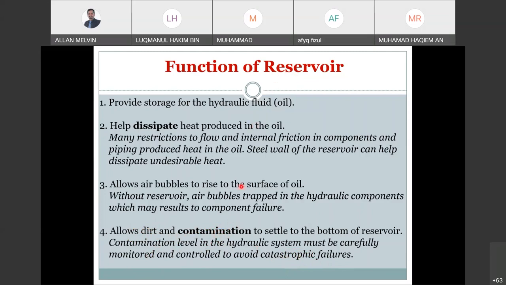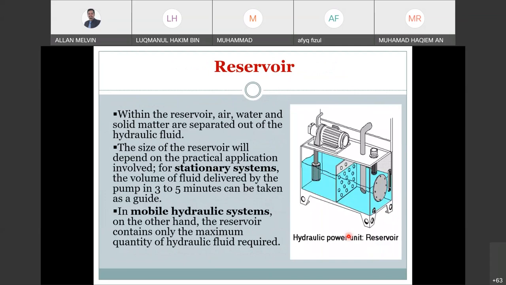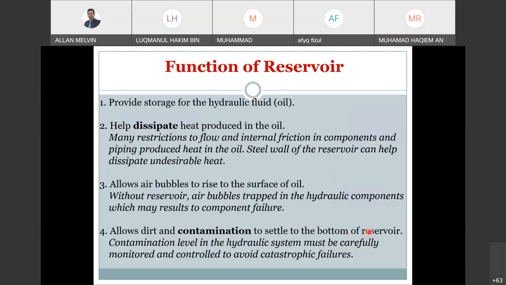So in the reservoir, the dirt usually has some mass. If its density is a bit more, it will go down because of gravity. So at the bottom, usually you can't see it, there is a trap to trap the dirt and it will be removed. So that's the four functions of the hydraulic reservoir, which you need to do.